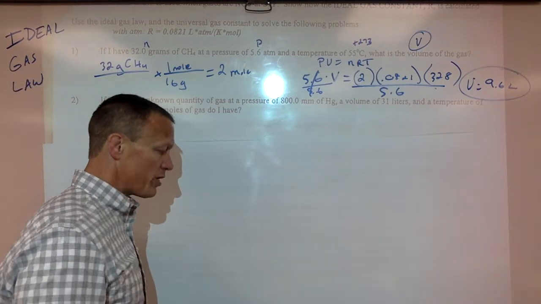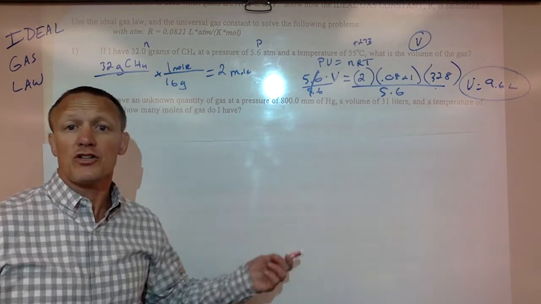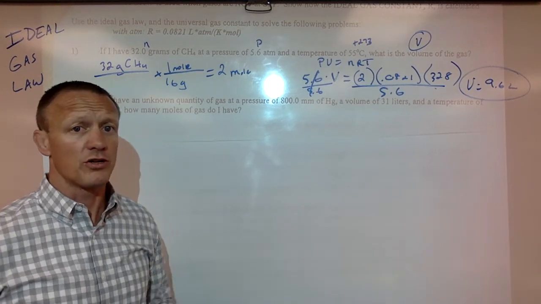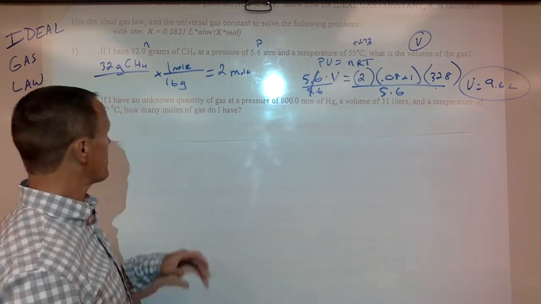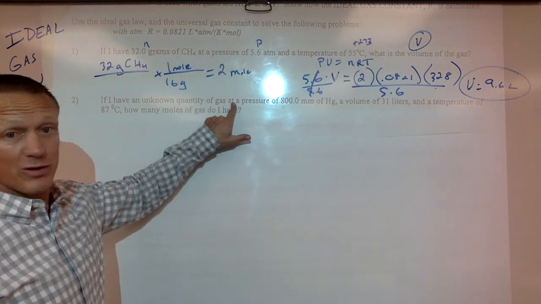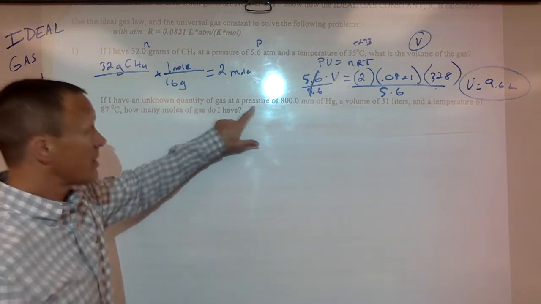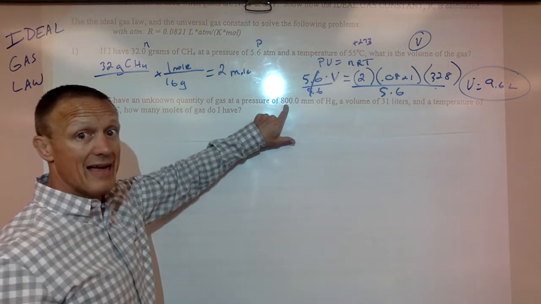Second one, again, you only use PV equals nRT when you're not at STP. I guess you could use it at STP also. You could always use this equation, but when you're at STP, you can use 1 mole equals 22.4 liters and figure out things. So this one, you have an unknown quantity of gas. We don't know what gas it is. Okay. Pressure is 800 millimeters of mercury, but that has to be in atmospheres.